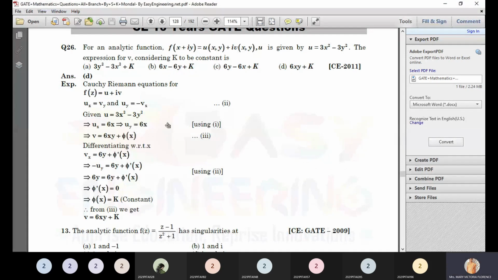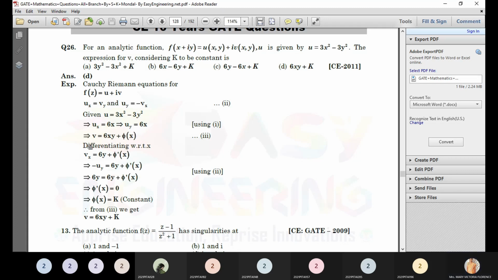So first we have to find the value of ux. U is given 3x square minus 3y square. If you differentiate u, you will be getting ux. Ux is 6x minus 3y square, differentiation becomes 0. So only 6x, ux equal to 6x. CR equations tell us that ux equal to vy. So both the values are 6x.